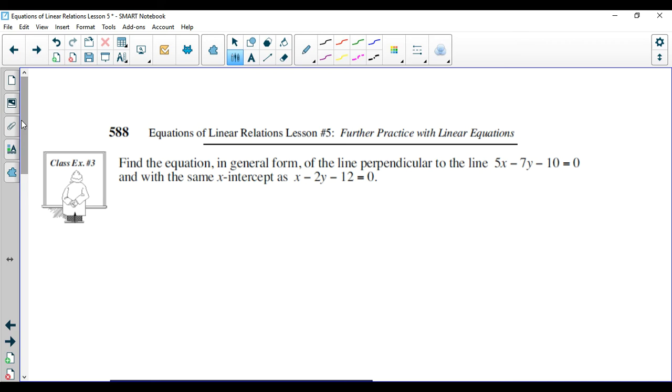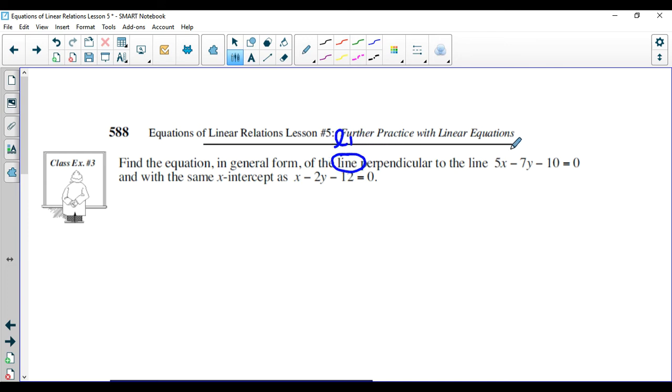Okay, next page, just one more example. Okay, it says find the equation, in general form, of the line perpendicular to the line 5x minus 7y minus 10 equals 0, and a line that has the same x-intercept as x minus 2y minus 12 equals 0. Okay, that's a little bit different.